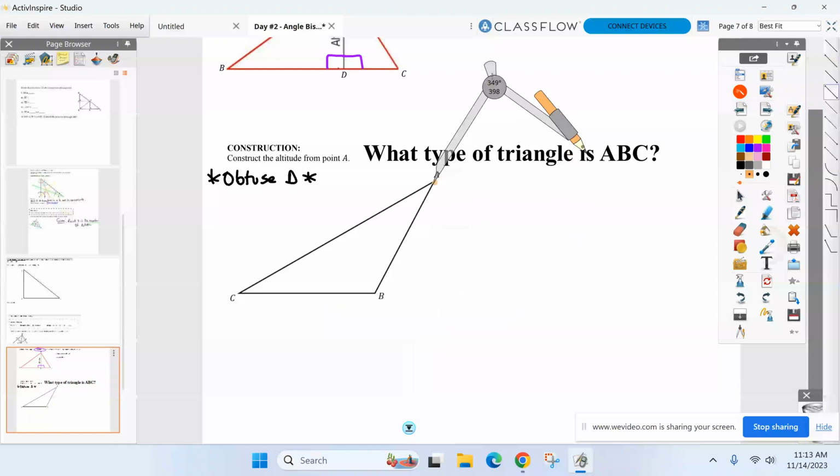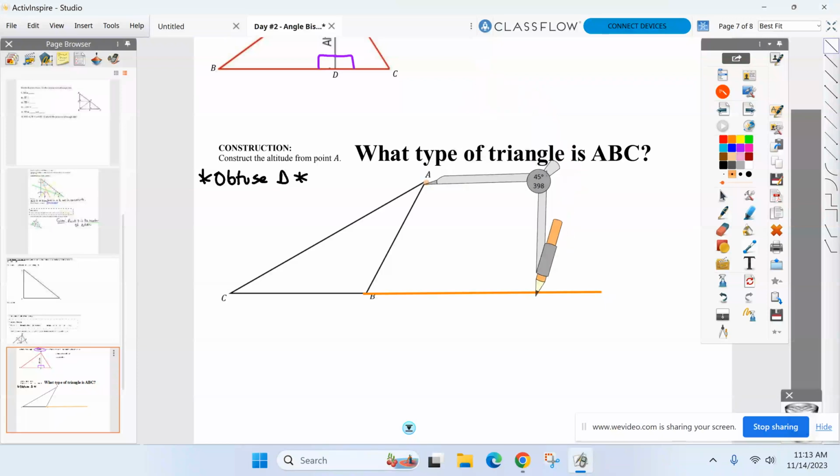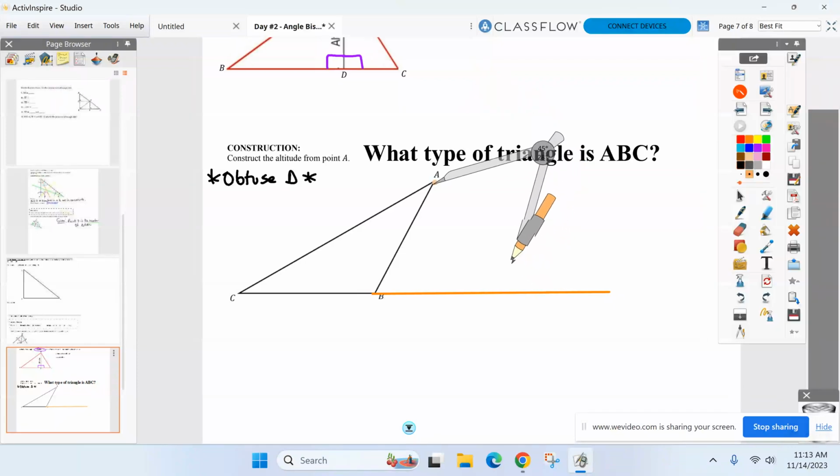So everyone grab your straight edge. Let's make BC a little longer so I can do this. Yes, let's make BC a little longer. Anybody starting to see where this altitude's going to be? It won't be anywhere inside the triangle. It's going to be outside. All right, so now that you've extended BC, go ahead and make your arc. Intersect BC in 2 spots.